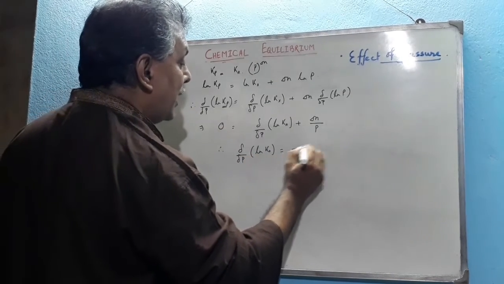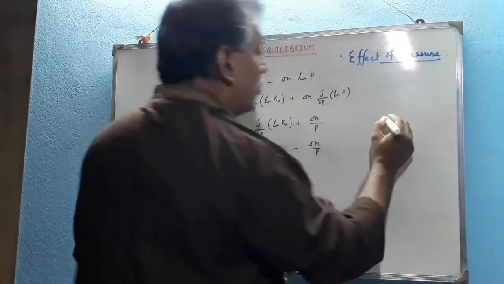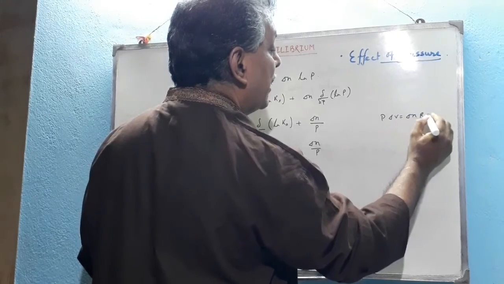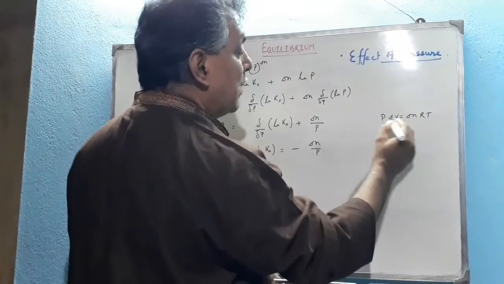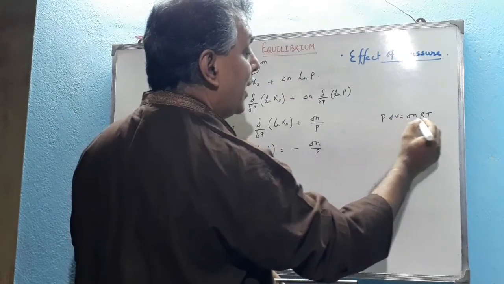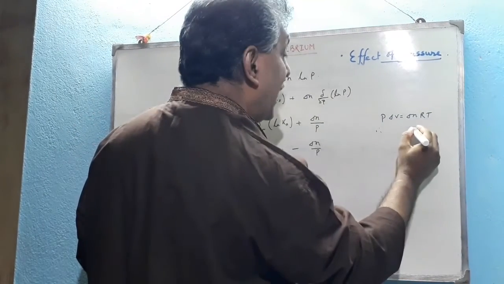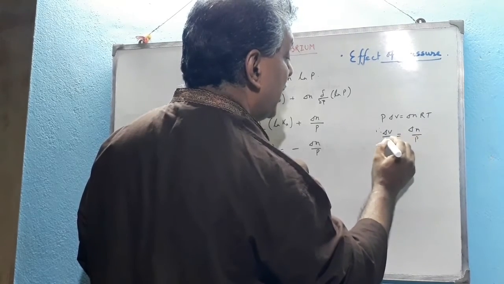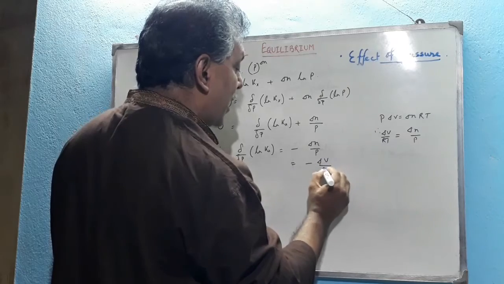equal to minus ∂n/P, and we know that P ΔV equal to Δn RT when temperature remains constant and pressure remains constant. So at constant pressure and temperature, this is the expression where volume is directly proportional to the number of moles. Therefore, Δn/P equal to ΔV/RT. So it can be expressed as minus ΔV/RT.